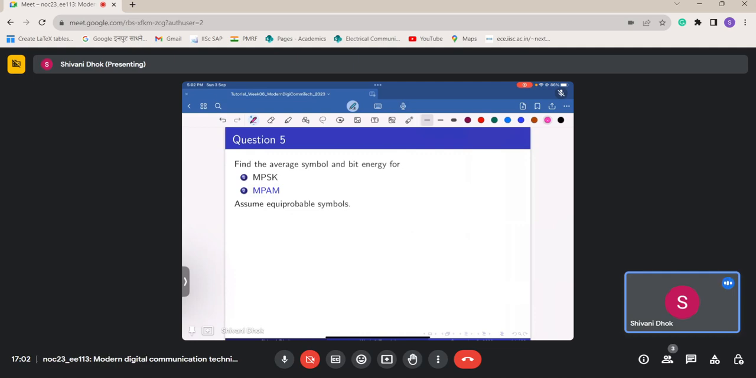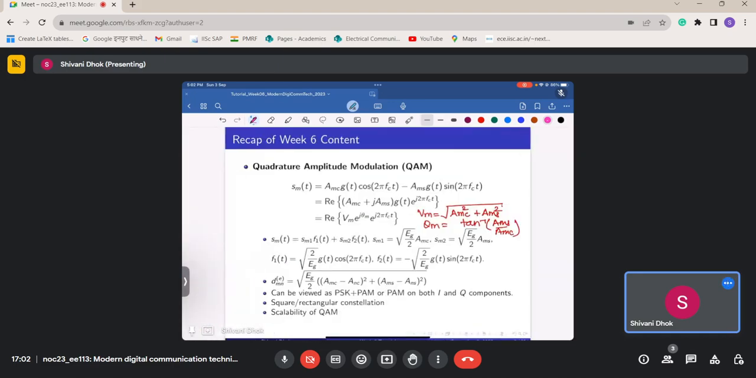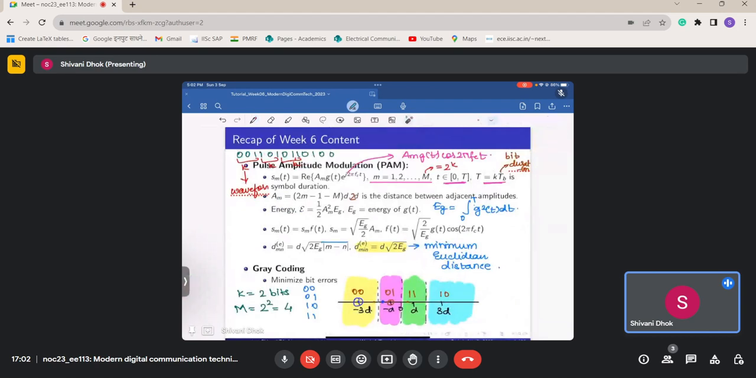So again, we need to find the average symbol energy and bit energy for MPAM, and again we have to assume equiprobable symbols. Now let's go back to our initial PAM definition, and we have seen that this PAM I can represent as Sm(t) equal to Sm into f(t), where f(t) is the basis vector which is given something like this, and Sm is root Eg by 2 Am, and this Am is given by this formula something like this.